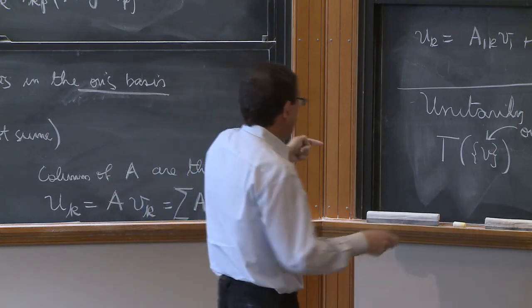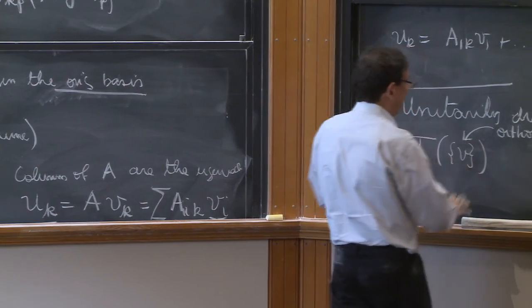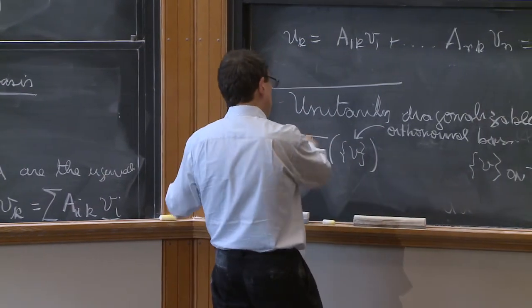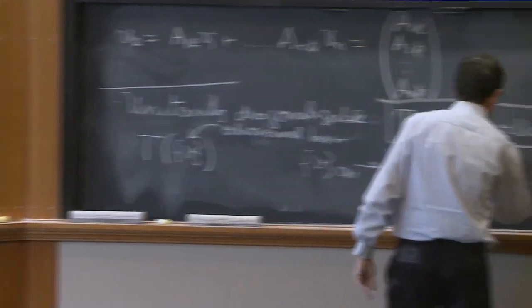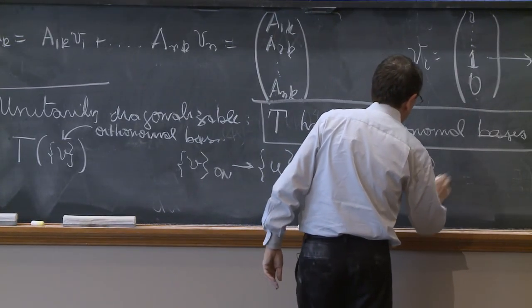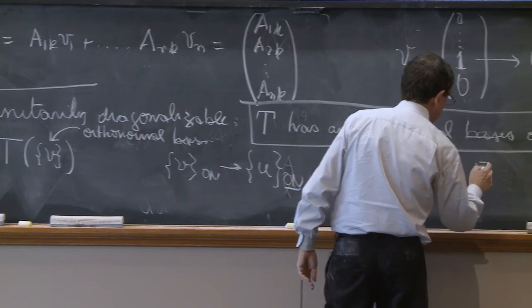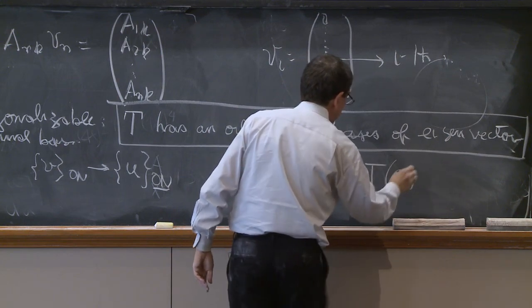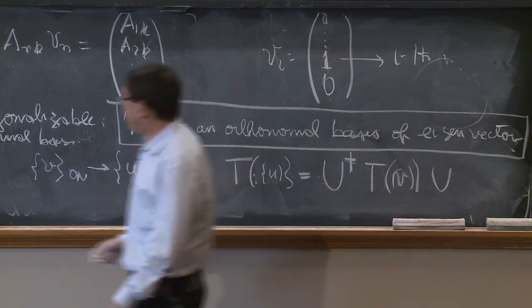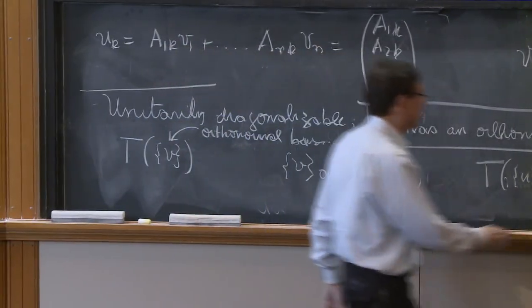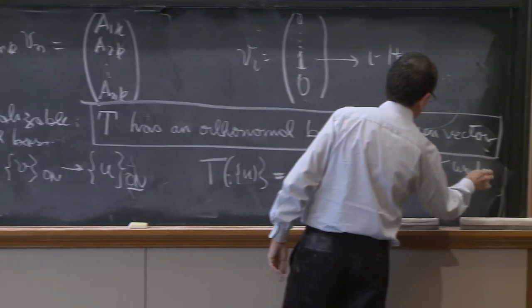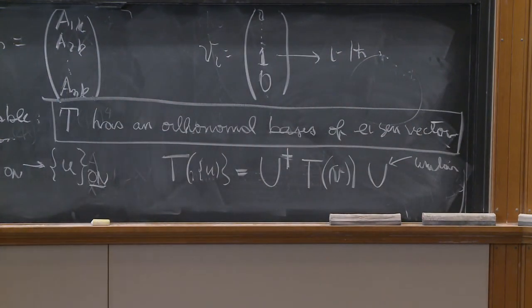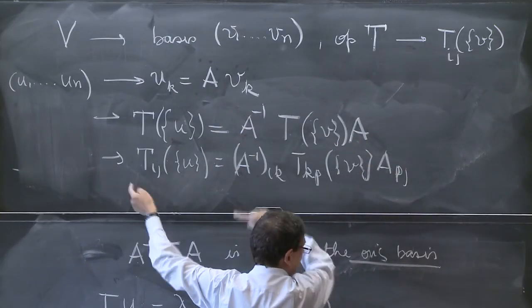Therefore, when you start with your matrix in an orthonormal basis that is not diagonal, the only thing you can hope is that T of u will be equal to u dagger, or u minus 1, T of v, u. Remember, for a unitary operator, where u is unitary, the inverse is the dagger. So you're doing a unitary transformation, and you find the matrix that is presumably then diagonal.